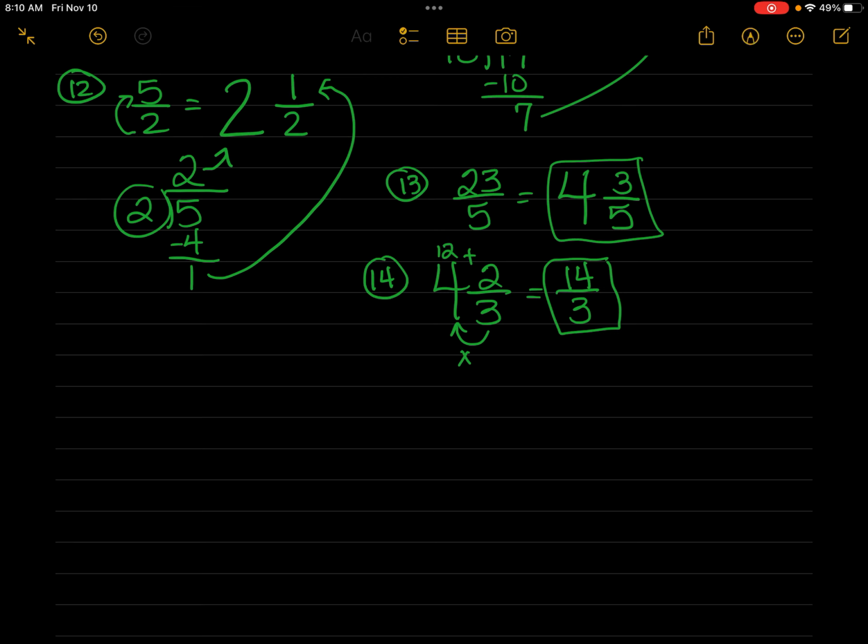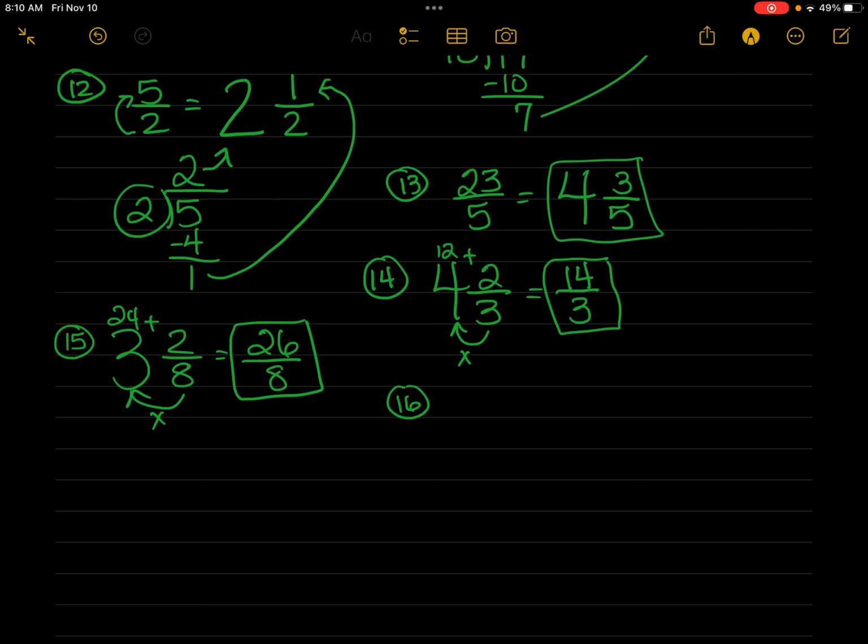Okay, 15 and 16. So 15 is 3 2/8. I'm going to do 8 times 3 is 24 plus the 2 on top. So that's 26 over 8. And that's it. That's all you have to do. Times and then plus. Keep the bottom the same. Okay, number 16. 1 7/12. So times, 12 times 1 is 12. Plus 7 is 19. Keep the bottom the same. Pretty easy. Times and plus.